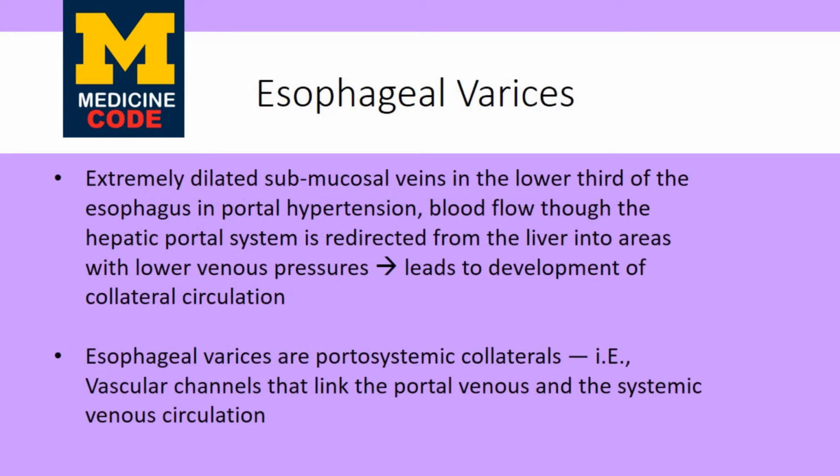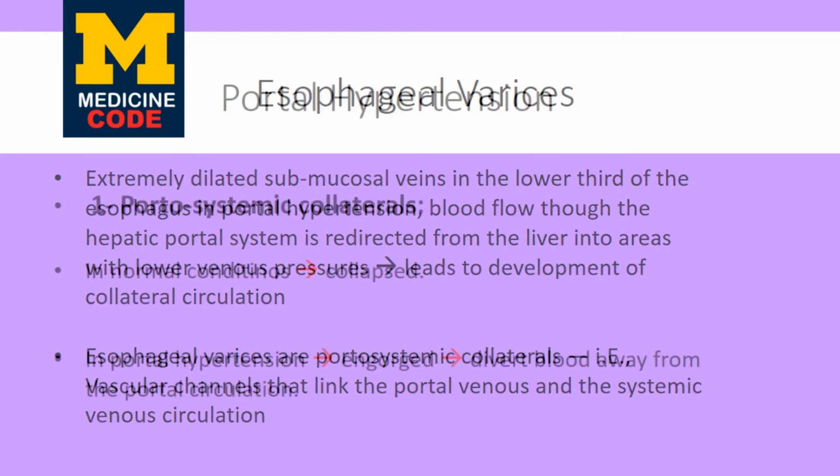The development of esophageal varices begins with extremely dilated submucosal veins in the lower third of the esophagus and portal hypertension. Blood flow through the hepatic portal system is redirected from the liver into areas with lower venous pressures. This leads to development of collateral circulation. Esophageal varices are portosystemic collaterals.